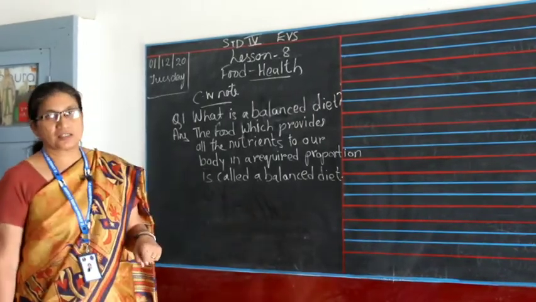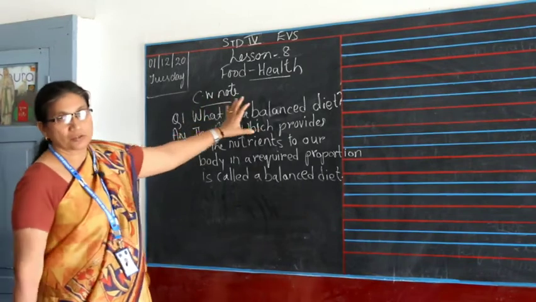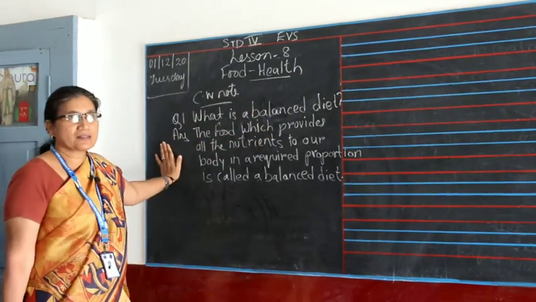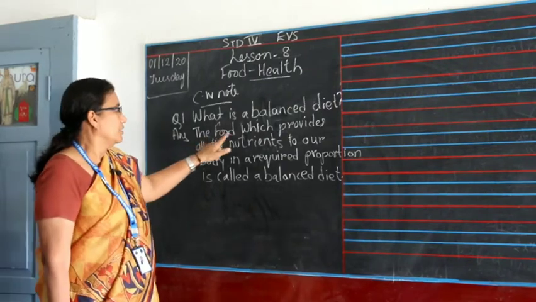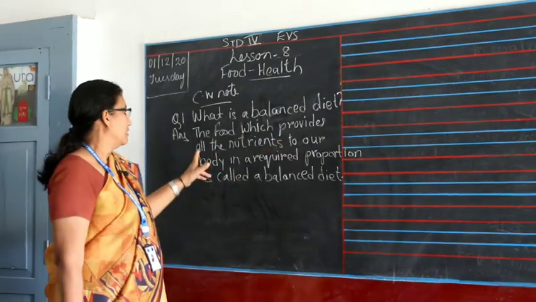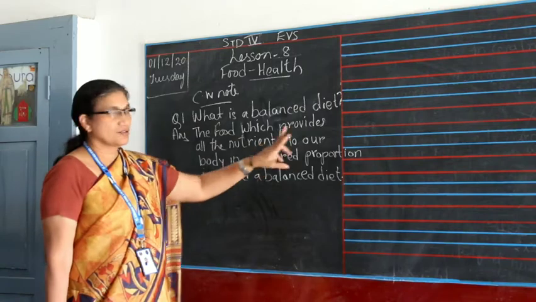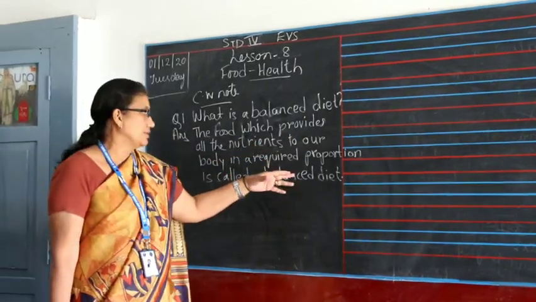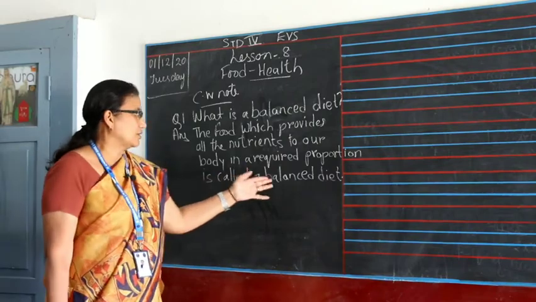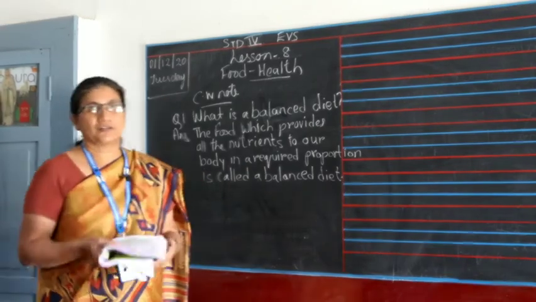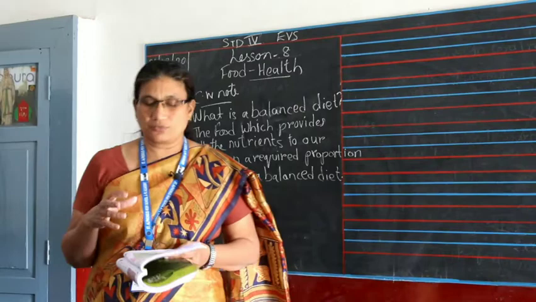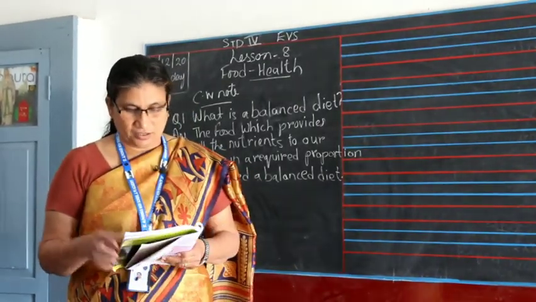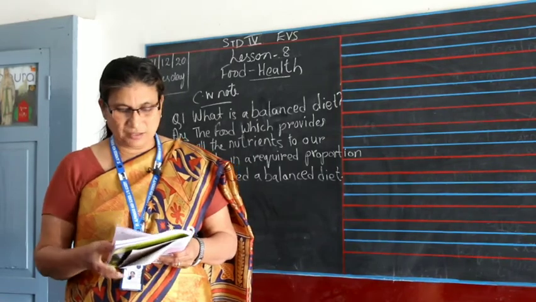I'll read out this answer once again, children. You all have to write it out in your classwork note. What is a balanced diet? The food which provides all the nutrients to our body in a required proportion is called a balanced diet. So, children, you have to write it in your classwork note. That is the actual thing that talks about balanced diet.